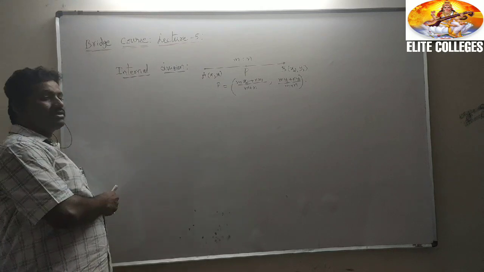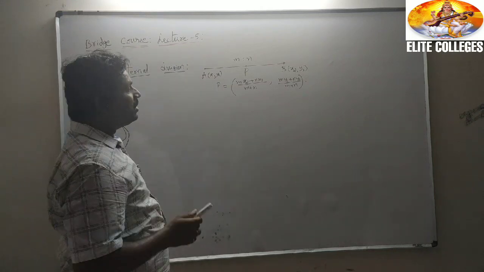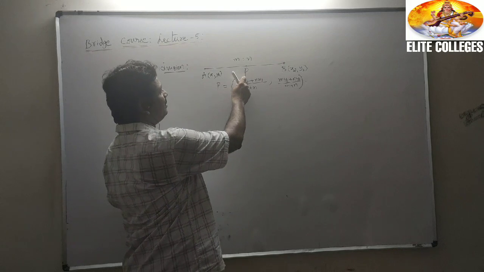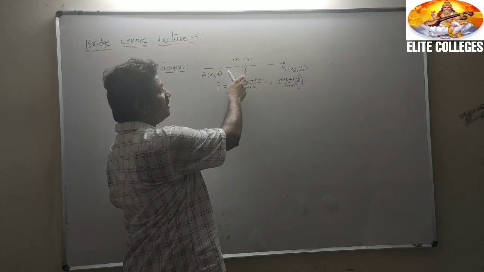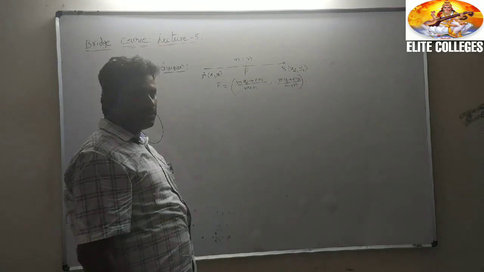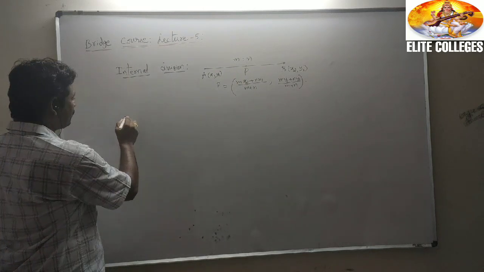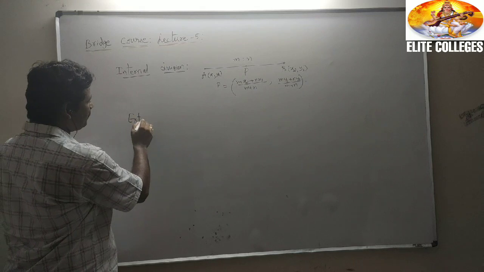So why do we say that this is internal division? The point P lies in between the line segment AB. So that is the internal division. What about external division?